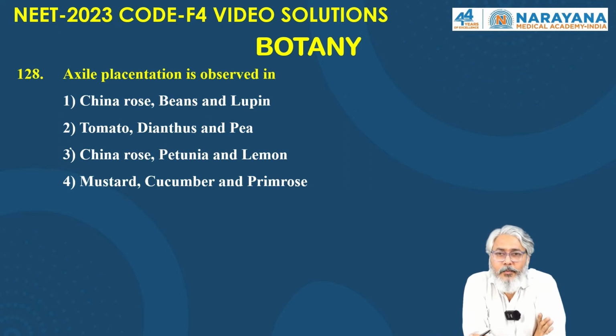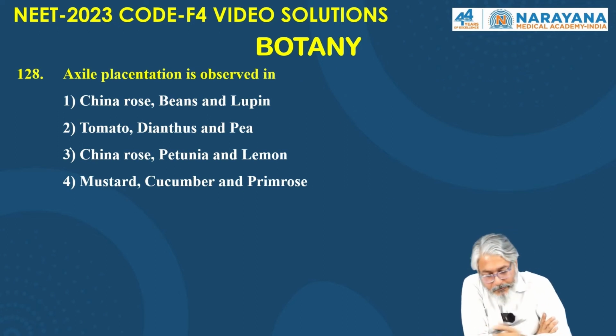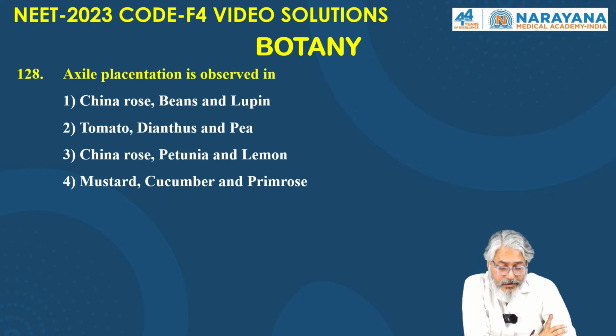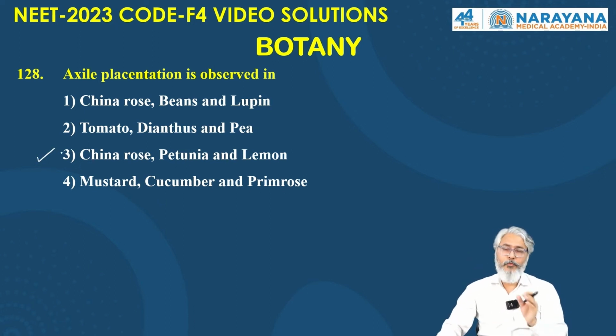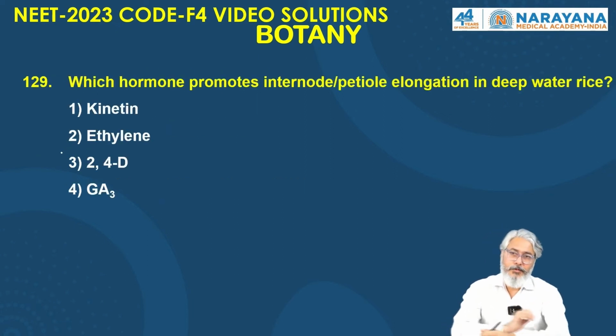Axial placentation is observed in China rose, axial placentation; beans marginal placentation, lupin marginal placentation, tomato axial, dianthus free central placentation, China rose axial placentation, petunia axial placentation, and lemon is axial placentation. You have to find the correct option having all the 3 axial placentations.